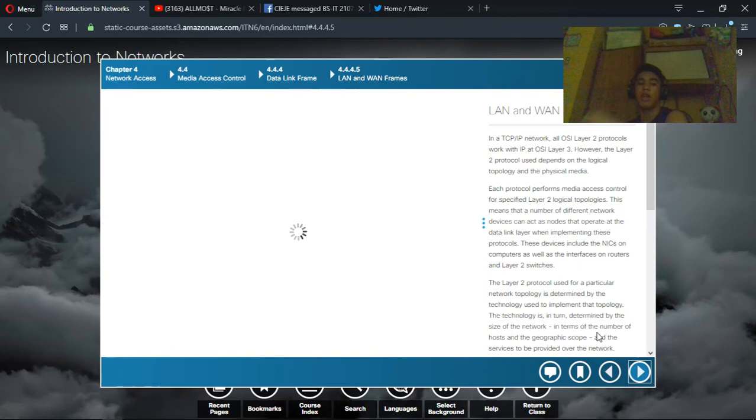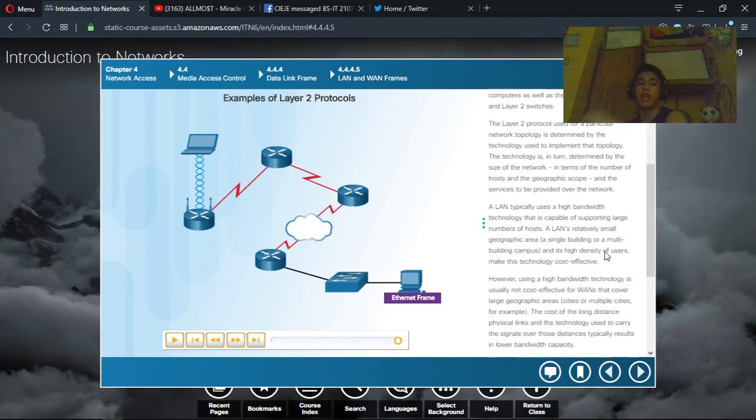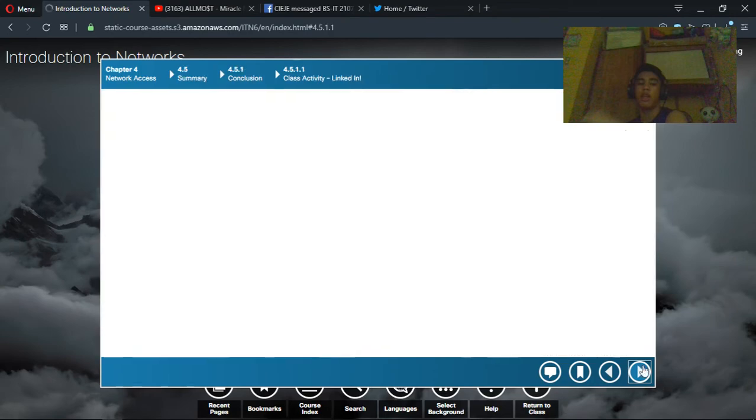LAN and WAN frames. I think it also depends on the media that it's going through. This is an example of layer 2 protocols. Okay, let's proceed on.